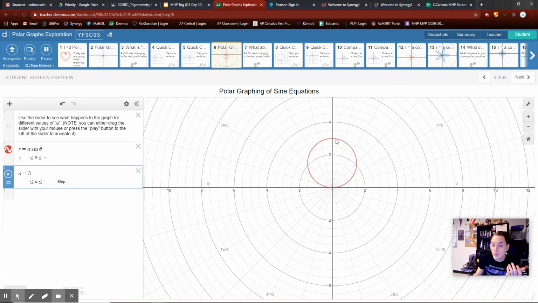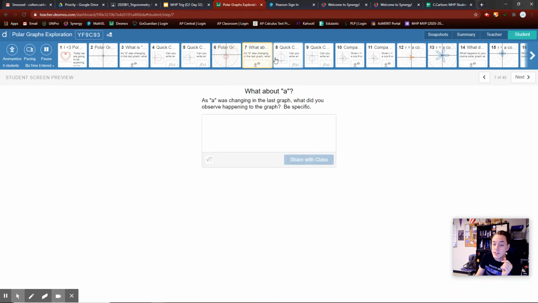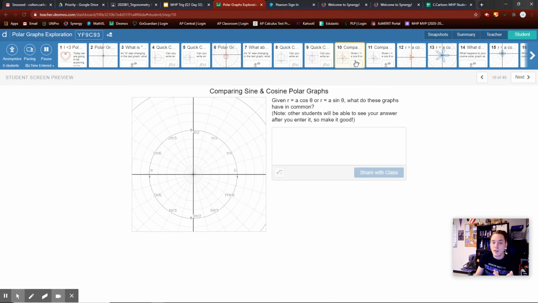What happens if I'm at 3 here? Notice my circle is at 3. So think about that. Then you're going to talk about what A did with the last graph with sine, and then go through quick checks. It's basically going to be this same kind of repetition throughout the whole Desmos activity. It is rather long because it's a lot of graphs, but I'm telling you, if you complete this, you're going to be so much better off tomorrow during the lesson.